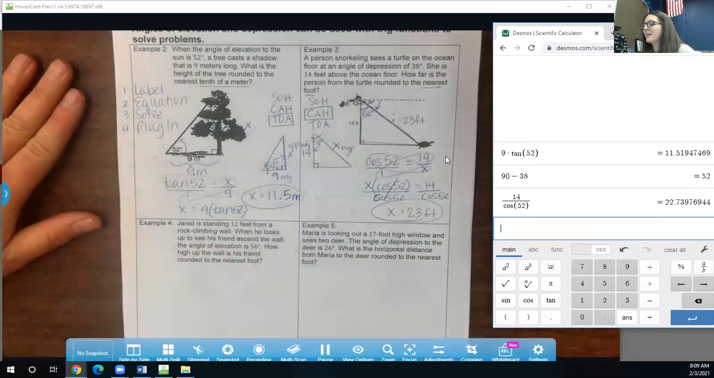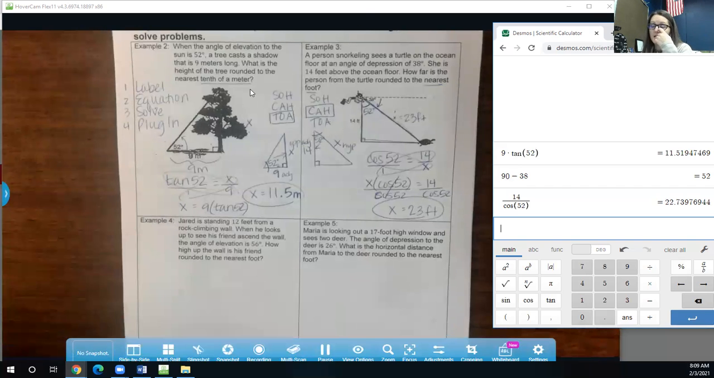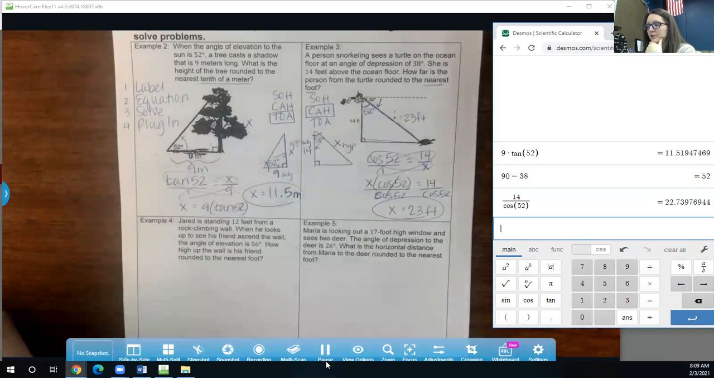All right, example 4 and 5, we're going to do in class together, but this kind of gives you a good idea of how we're using the clinometer to find angles of elevation and depression. We're specifically going to be looking at ideas like this here that we'll share today in class.